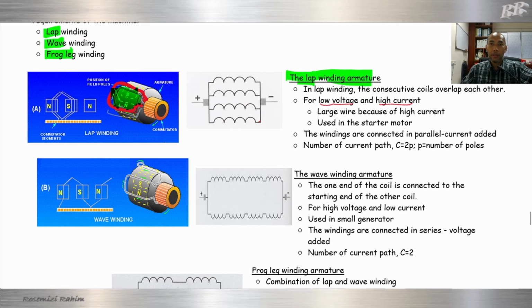The winding will be from this one, go here: first winding, first coil, then second coil. Okay, we can see that there's overlap here. So in this winding we have 1, 2, 3, 4 parallel windings. For parallel, we know that there will be added current.